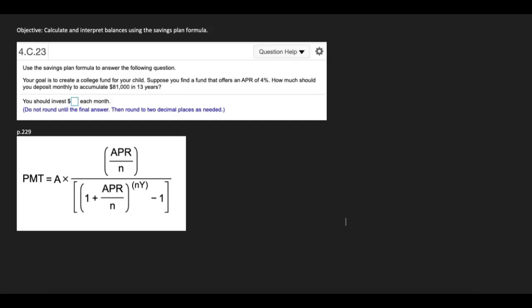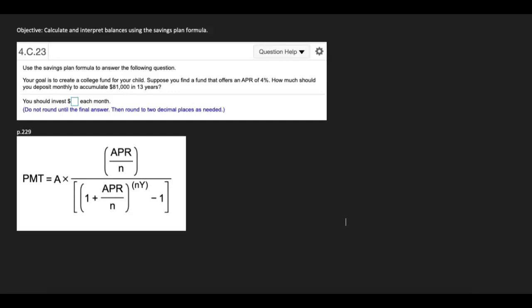There is a savings formula in our text, but that formula says that we know the monthly savings amount and we're trying to find the accumulated amount. So if you look further through the e-text on page 229, this is the same formula but solved for the payment amount. So this would be a better formula to use in a question like this where the payment amount is what you're looking for.